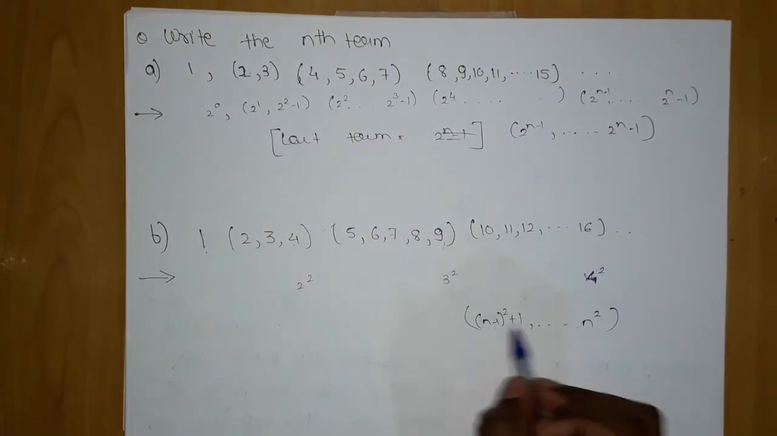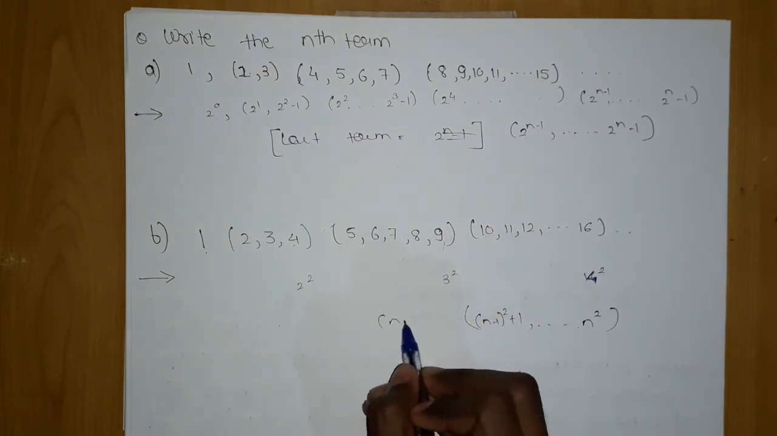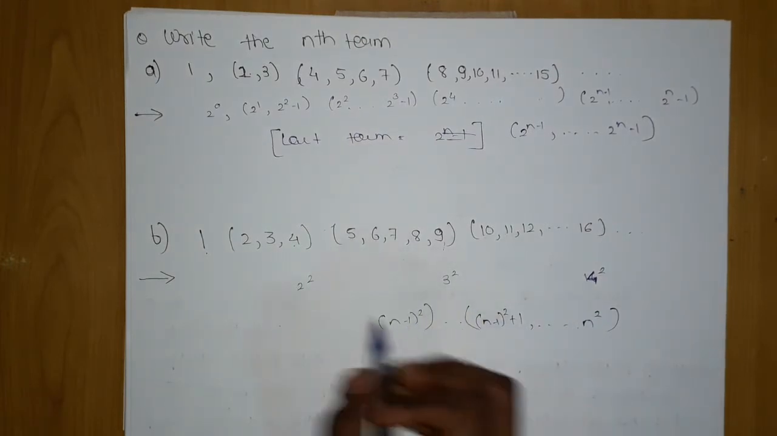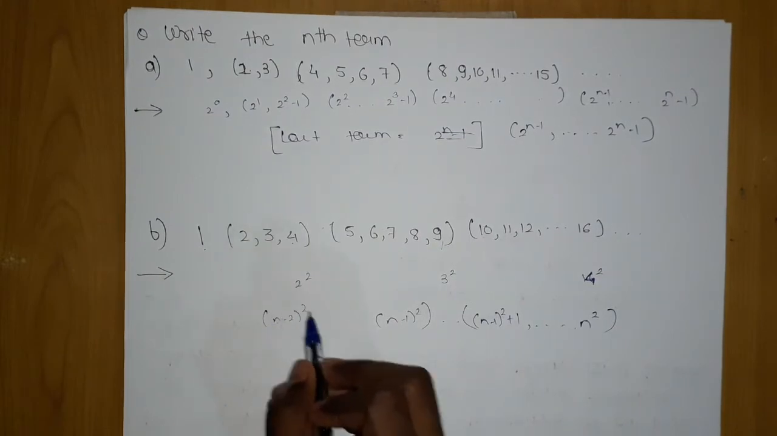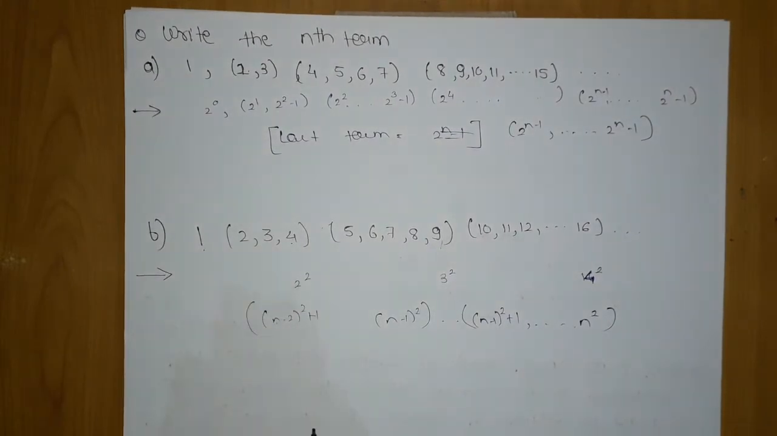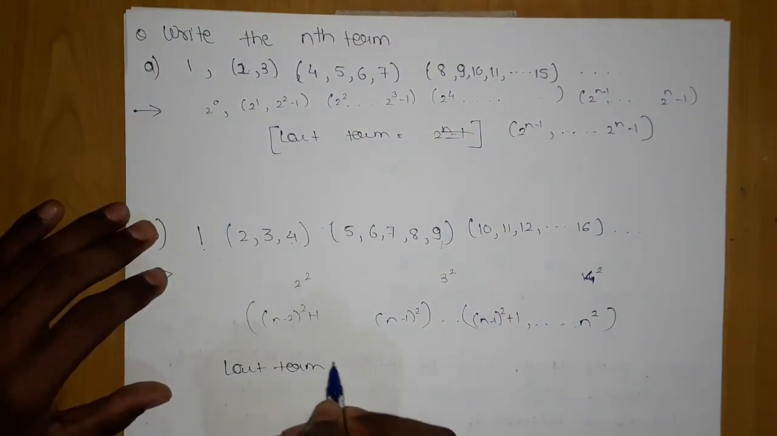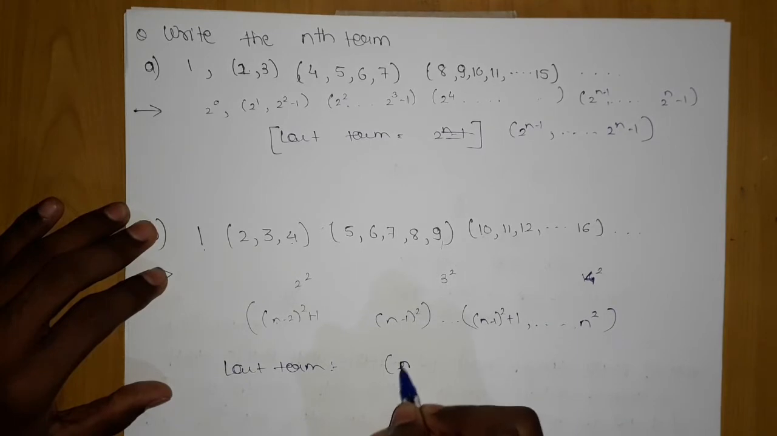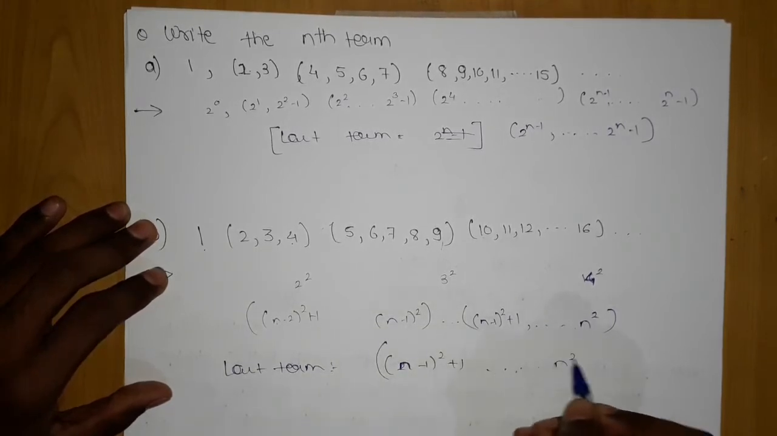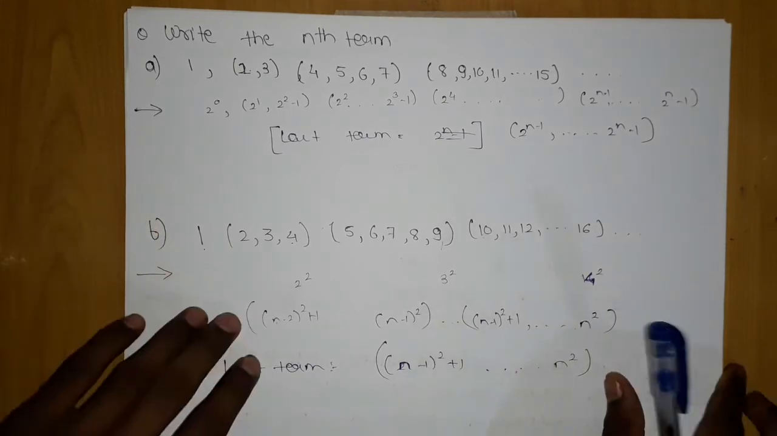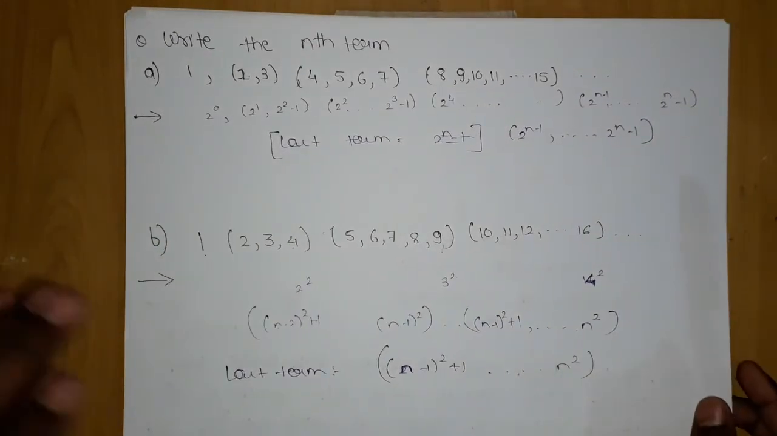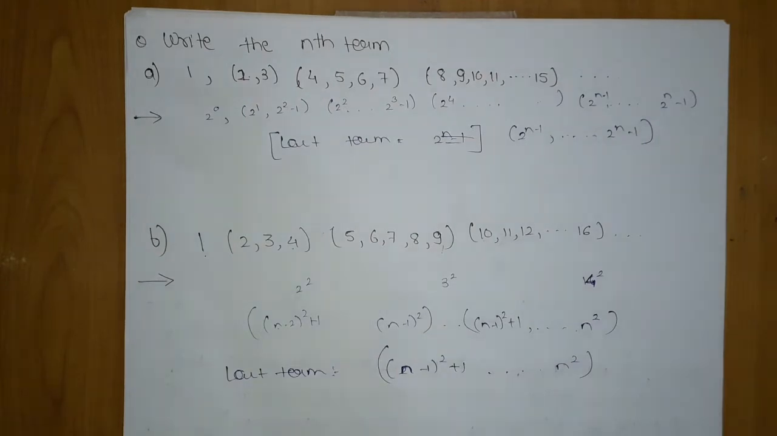So here, if it is n square, then n minus 1 square plus 1. Before that it will be n minus 1 the whole square, and here n minus 2 the whole square plus 1. Like that, so we got the last term here also. The last term is nothing but n minus 1 the whole square plus 1, dot dot dot, n square. This is our last term, and we are done with this type of question, which tells us to just recognize the pattern and tell the last term.